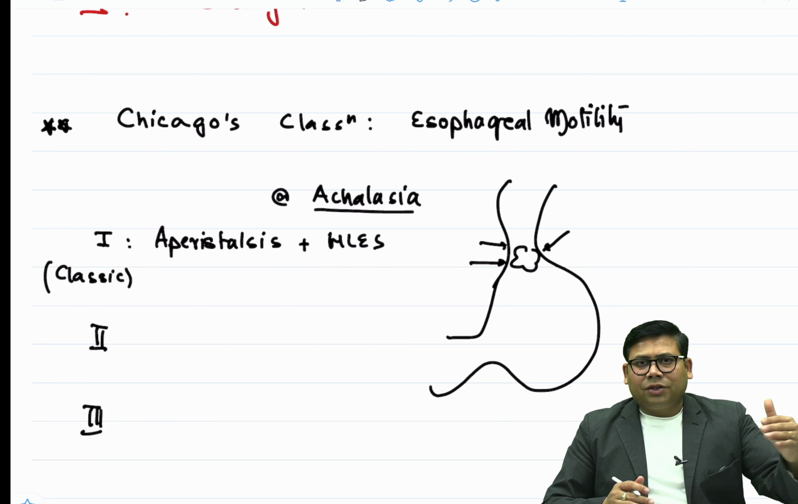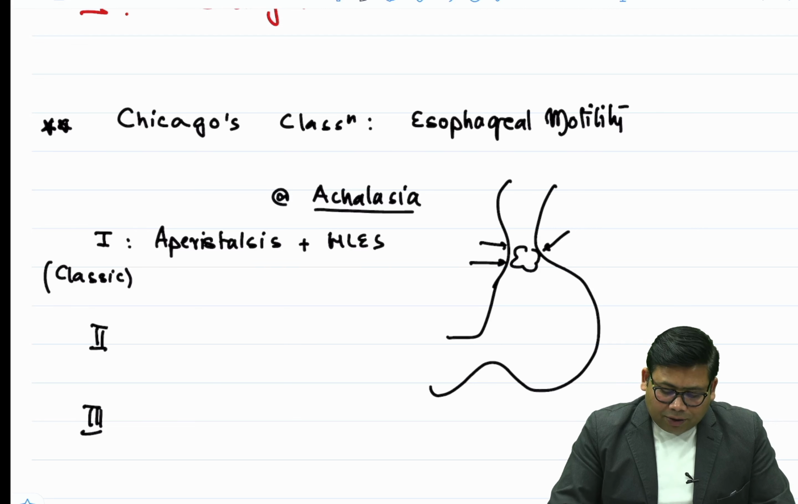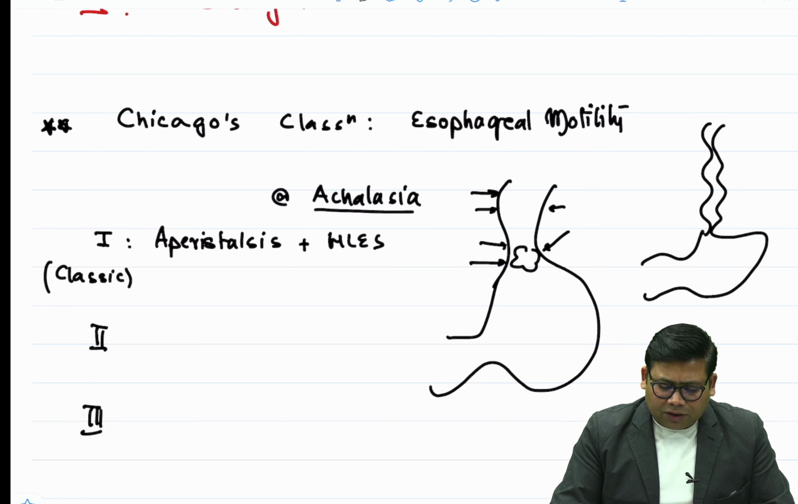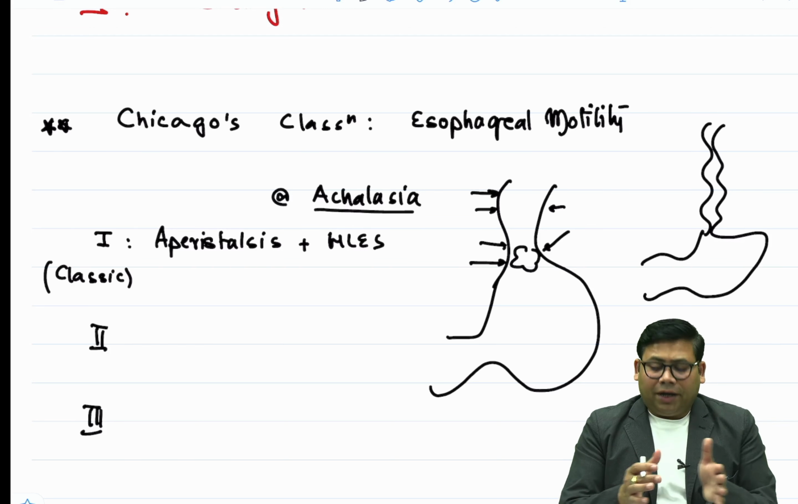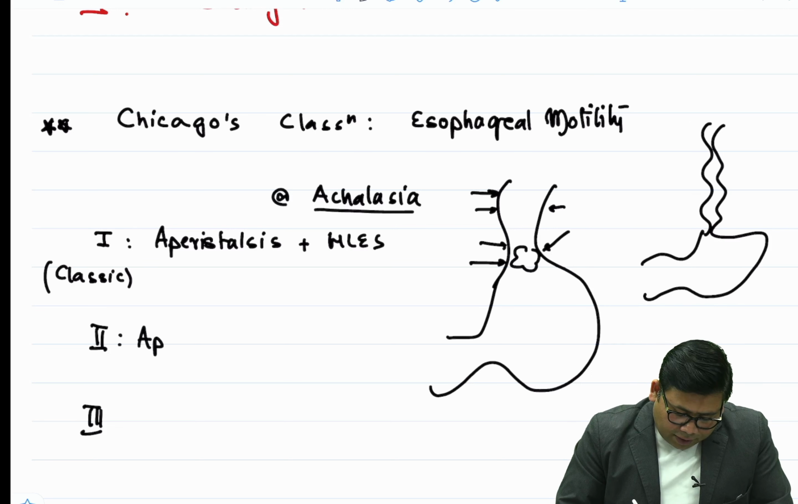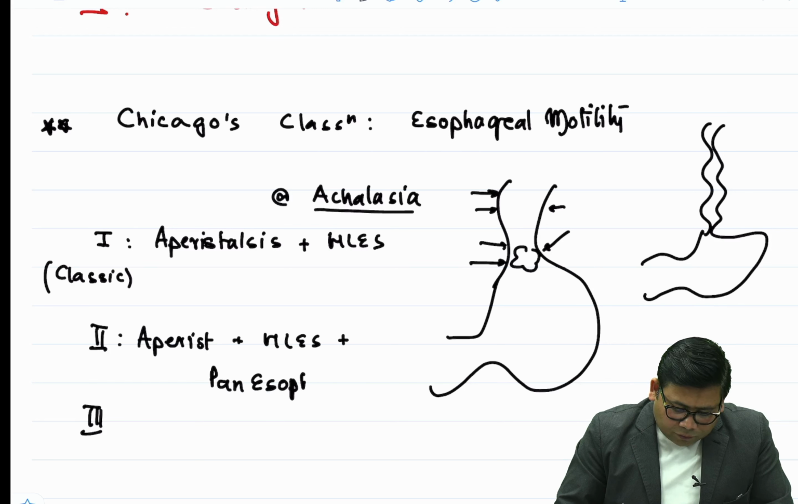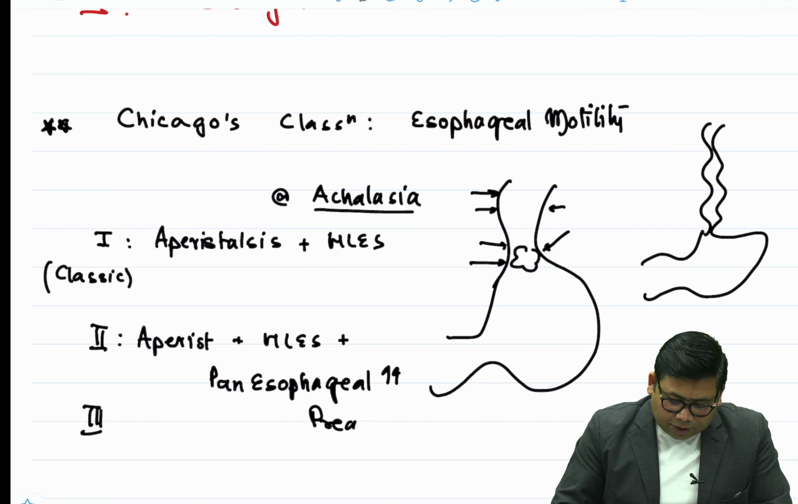Now as the achalasia progresses, there will be increased loss, and thus the acetylcholine will be acting on the complete esophagus, and this will convert into something like a pressurized esophagus. So this is aperistalsis, along with that high LES pressure, and along with that panesophageal increased pressure. This is what is a type 2.